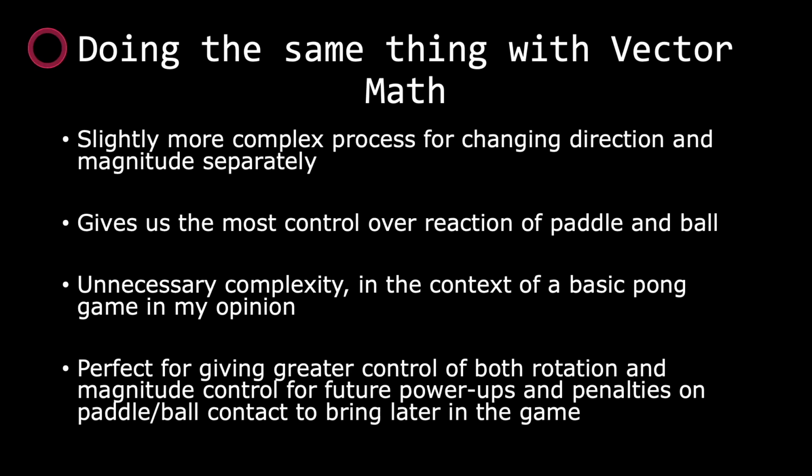To give us independent control over the rotation and magnitude separately for the ball speed vector, we need to use vector math. And so in this case, it's a slightly more complex process for changing direction and magnitude. However, the benefit is that we can control them separately, independent of each other. On top of that, this gives us the most control over reaction of the paddle and the ball.